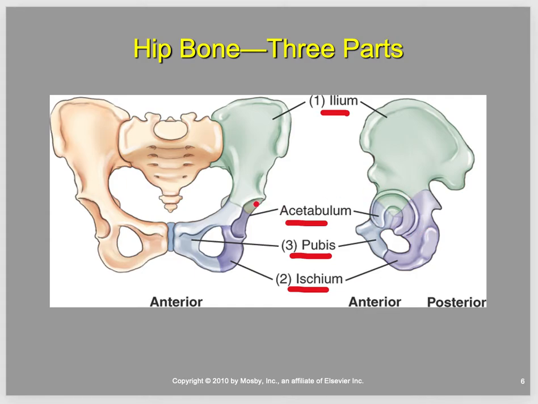Okay, so your acetabulum here, your acetabulum right here. This is where the head of the femur inserts in, so that's the acetabulum. The hip bones, ilium is up high. The pubis attaches to the symphysis, and then the ischium. So those three bones make up the hip bone.